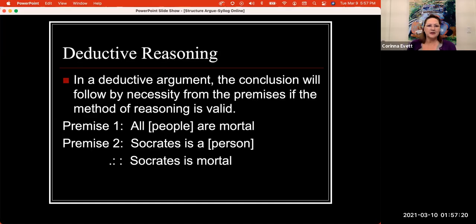So with deductive reasoning, the conclusion follows of necessity from the premise if the method of the reasoning is valid. So when in your critical thinking worksheets with your critical questions, when I ask you to evaluate the reasons and determine whether or not an argument is sound, one of the things that you have to determine is the validity.